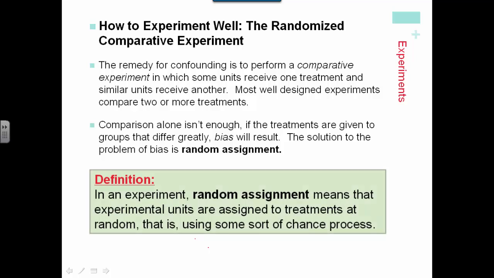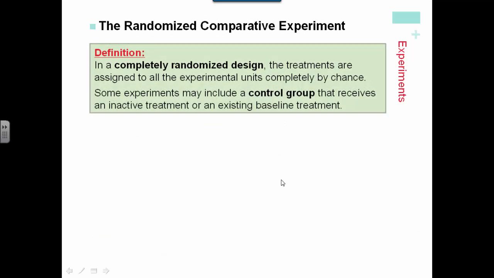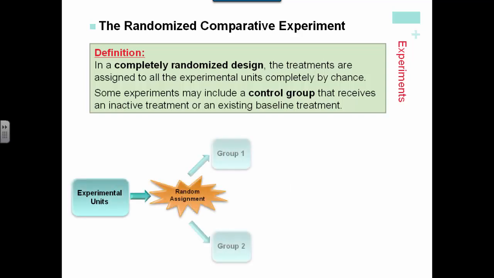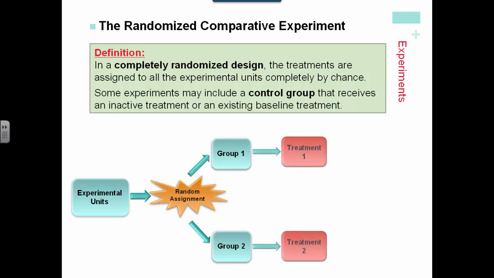In an experiment, random assignment means experimental units are assigned to treatments at random, that is, using some sort of chance process. In a completely randomized design, the treatments are assigned to all the experimental units completely by chance. Some experiments may include a control group that receives an inactive treatment or an existing baseline treatment. So we have our experimental units with random assignment, our two groups, treatments, and then compare the results.